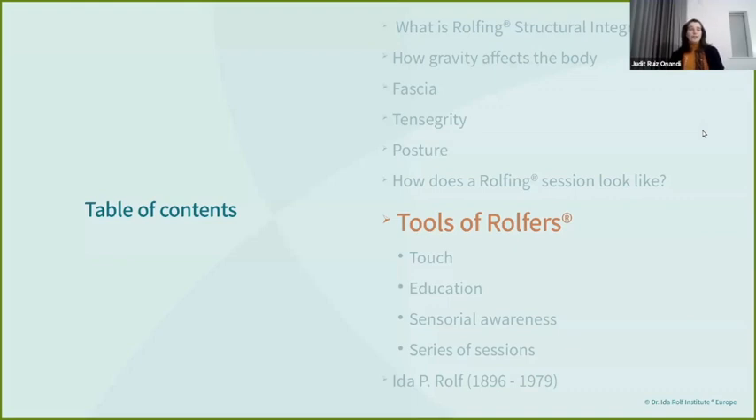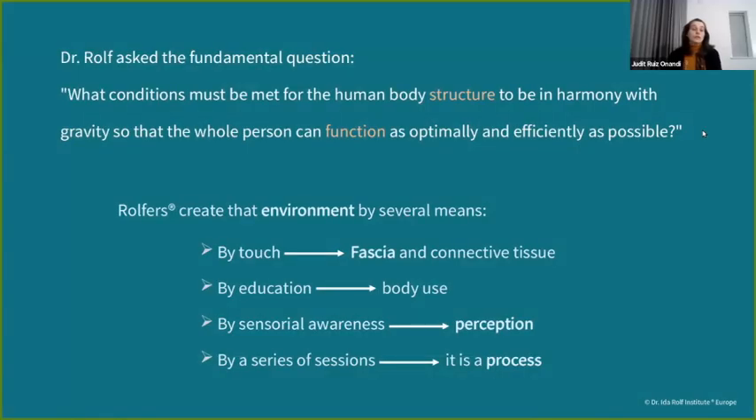So I already talked about which tools we use as Rolfers in a session, but now we are going to go a bit more in detail. Dr. Ida Rolf asked the fundamental question: what condition must be met for the human body structure to be in harmony with gravity so that the whole person can function as optimally and efficiently as possible? So for us, structure and function are very connected. How my body is is going to affect how my body moves, and how my body moves is also going to affect how my body is.